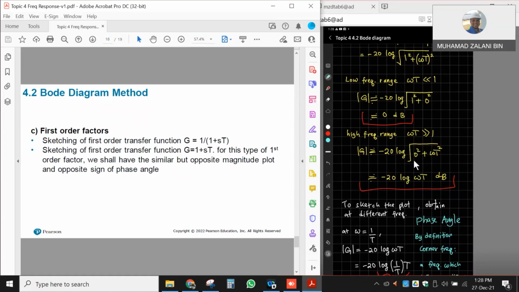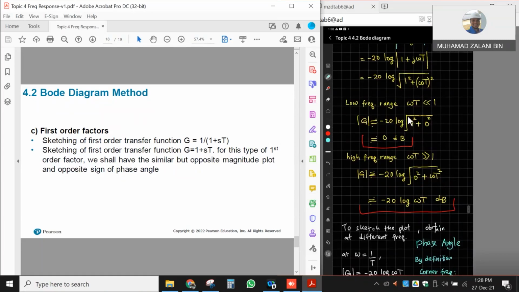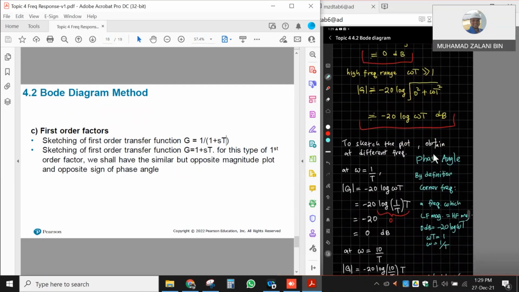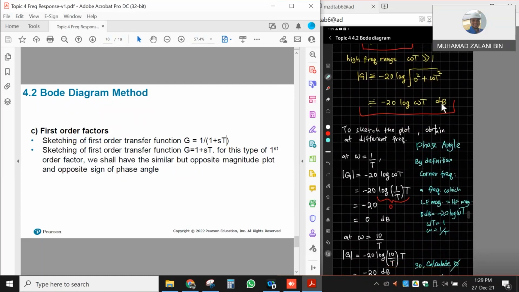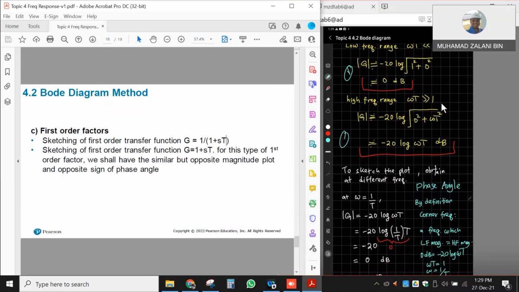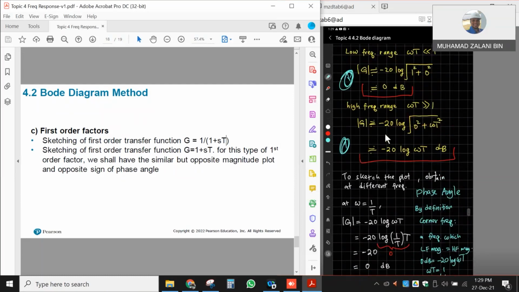Okay, for the low frequency range, we will get the magnitude as 0. But for the high frequency range, when omega t is greater than 1, we should expect that we will get the magnitude of negative 20 log omega t. So we have a pair of magnitudes, whether it is at the low frequency range or the high frequency range.